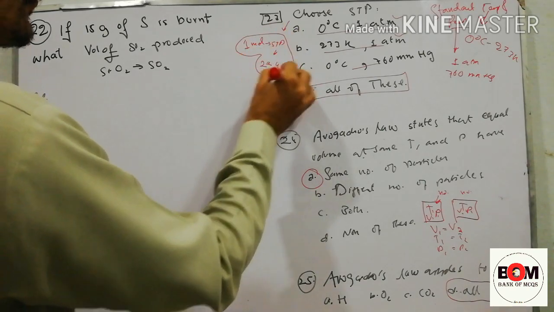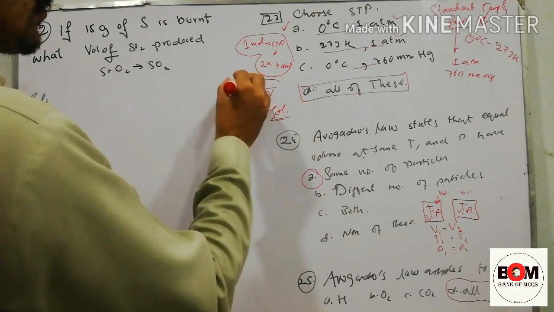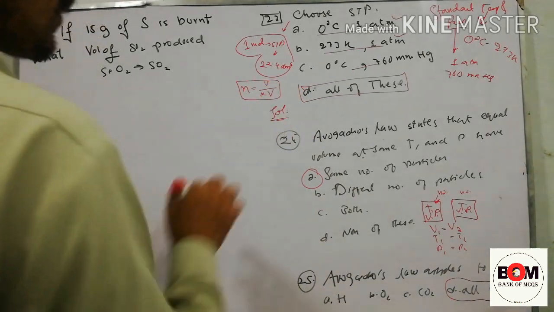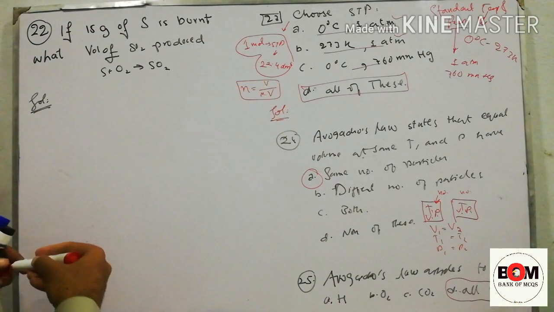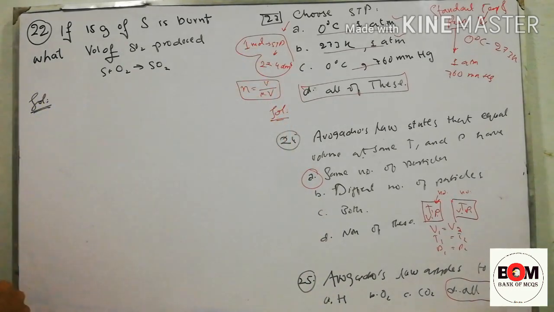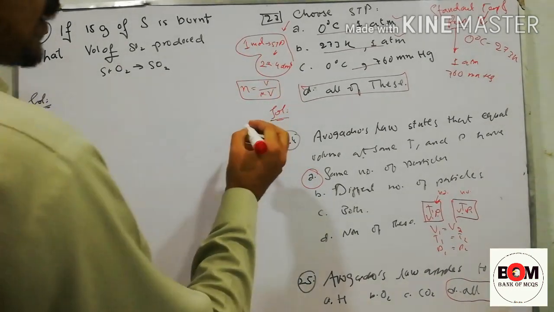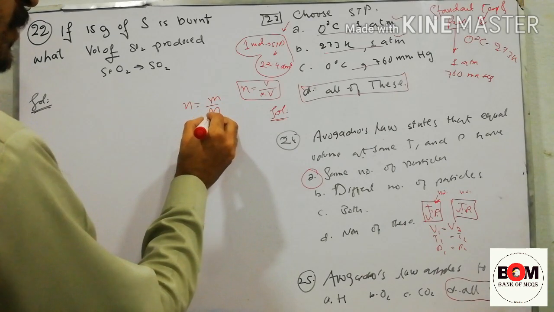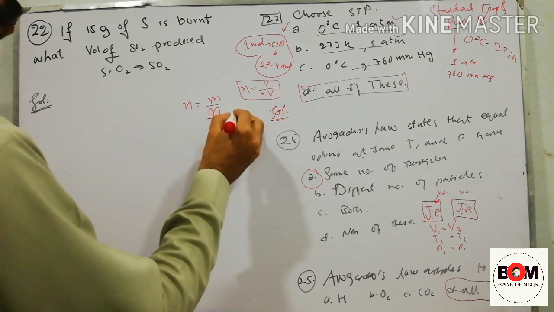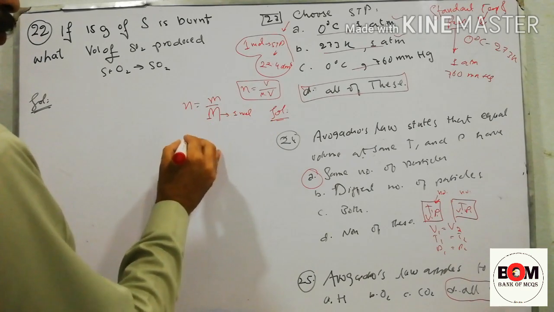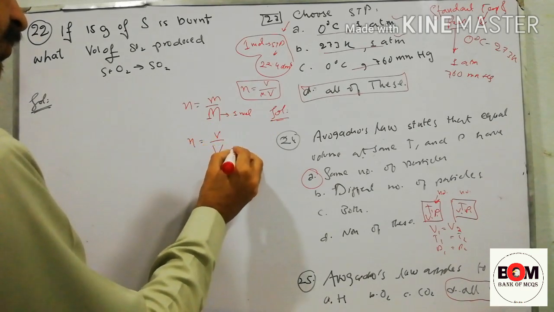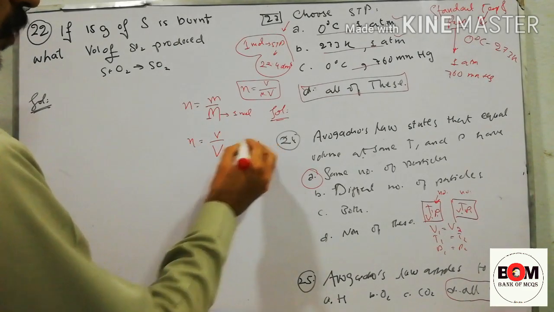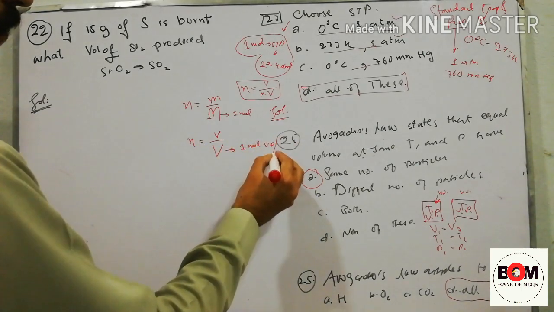So this is the relation between the number of moles and volume. We will use the formula: number of moles is equal to volume divided by molar volume. Molar volume means that 1 mole is equal to 22.4 dm³. As we know, the formula that number of moles is equal to mass divided by molar mass. Here molar mass is the mass of 1 mole of substance. So we can also write number of moles is equal to volume divided by molar volume. So molar volume is the volume of 1 mole of that substance at STP.